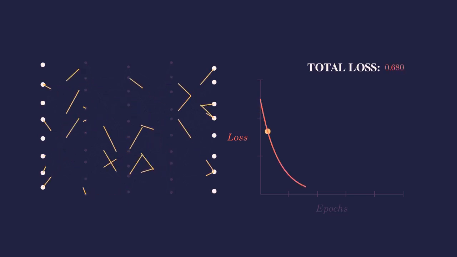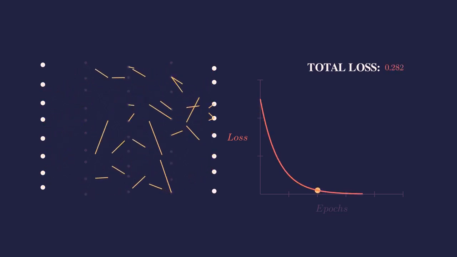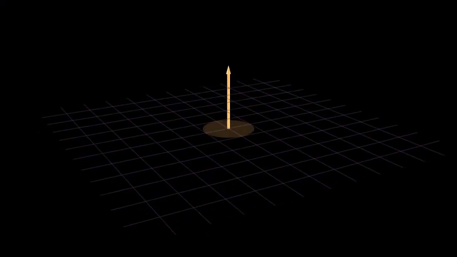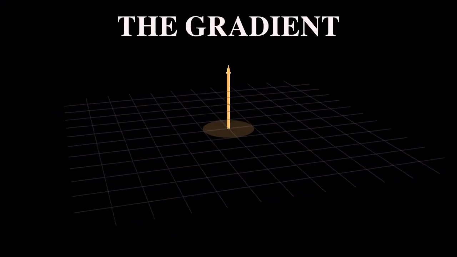Training a network is simply performing this sensitivity check on billions of knobs, over and over. Nudge, measure, adjust. Nudge, measure, adjust. Until the error hits 0. Next time, we will organize all these individual sensitivities into a single powerful arrow, the gradient vector.